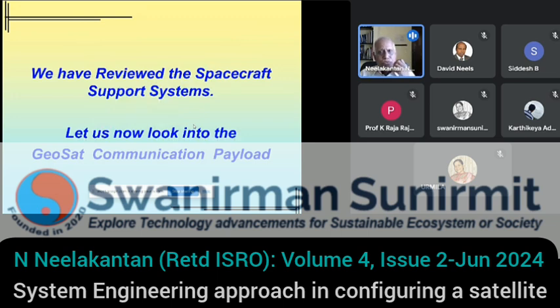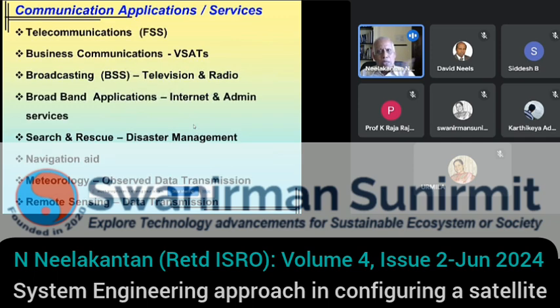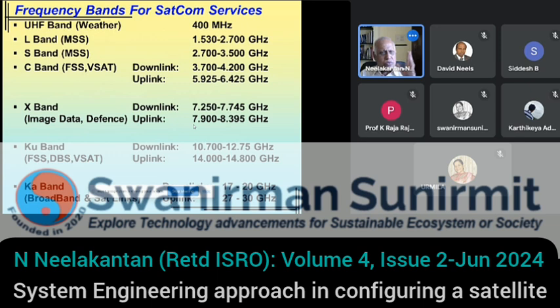We have very quickly reviewed the spacecraft support system. Let us now see the payload. So payloads are used for various communication applications, like the telecommunications, business communications, VSATs, broadcasting of television and radio, internet services, search and rescue, disaster management, navigation, data transmission as part of the meteorological data, and also data transmission as part of remote sensing data.